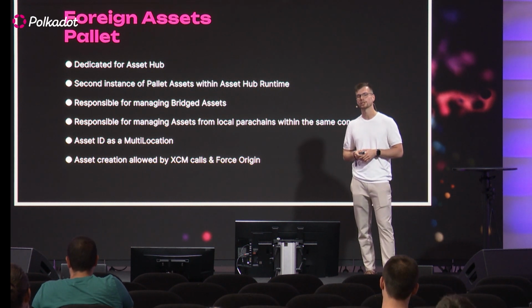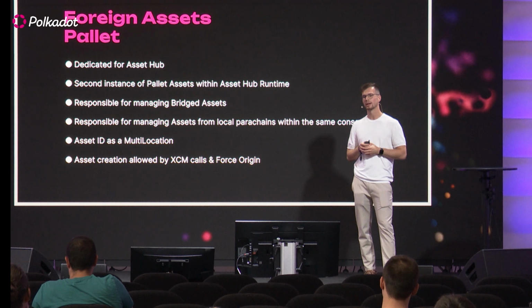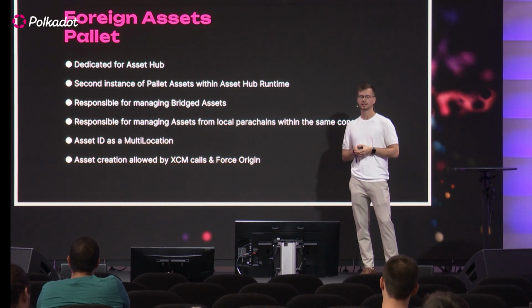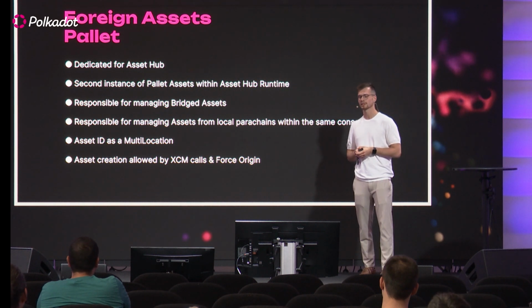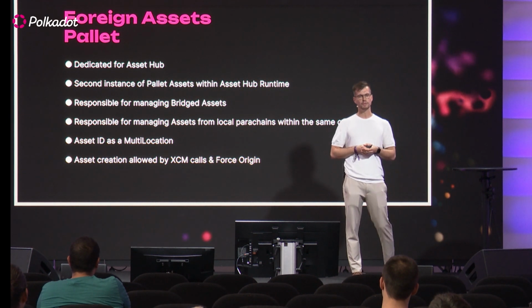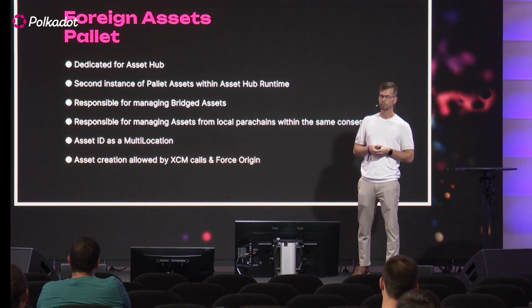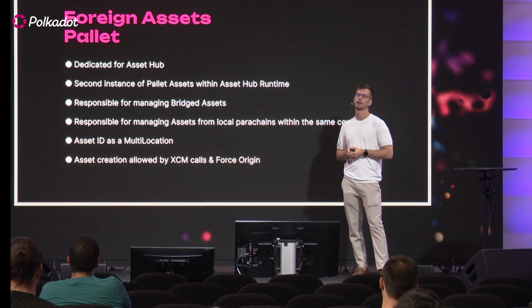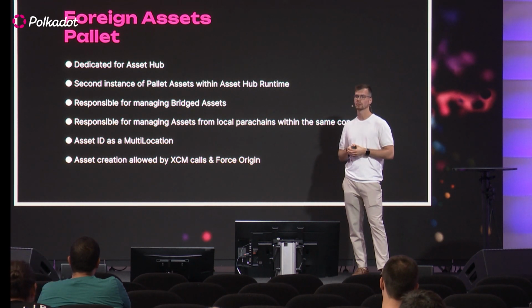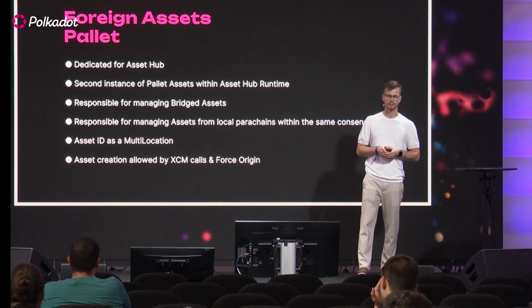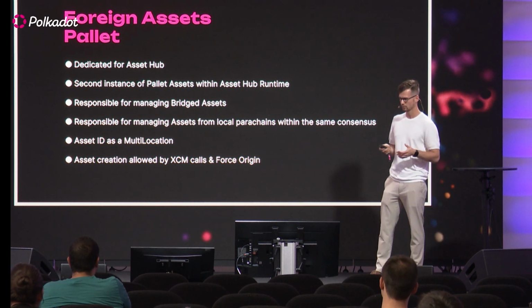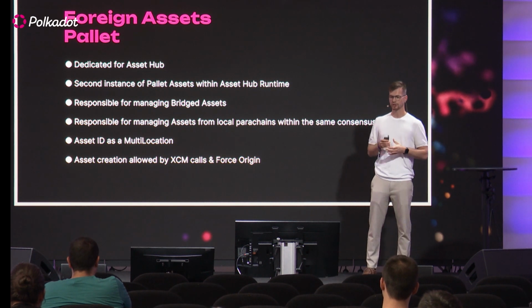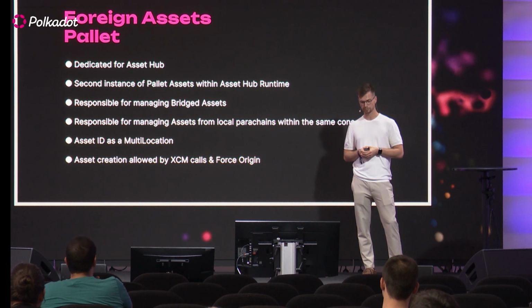The last but not least term to cover is foreign asset pallet. Foreign asset pallet is a pallet dedicated for the Asset Hub, and it is nothing else but the second instance of the asset pallet deployed within the Asset Hub. Foreign asset pallet is responsible for managing, as the name suggests, foreign assets. Those can be bridged assets, but also assets that exist within the same consensus, like for example Kusama or Polkadot, but exist on different chains than the Asset Hub.